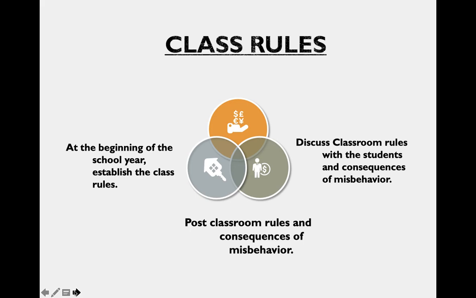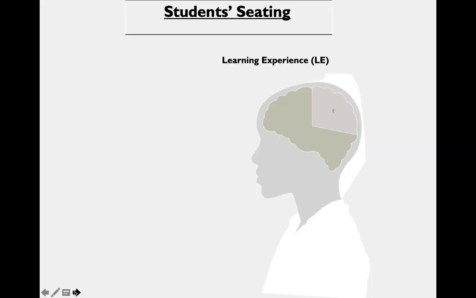Now we'll move to the main components of classroom management. One of them is class rules. At the beginning of the school year, teachers should establish classroom rules, discuss these rules with the students, and highlight the consequences of misbehavior. We should post these in the classroom. They should be clear to the students, and they should understand the consequences of misbehavior. This is very important.